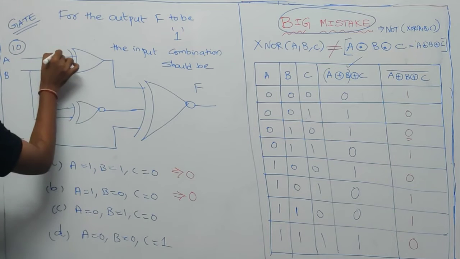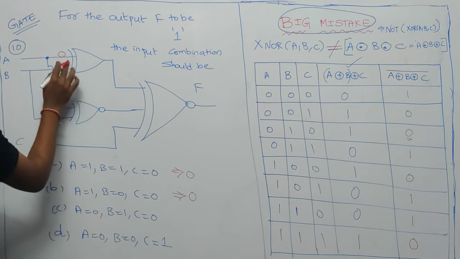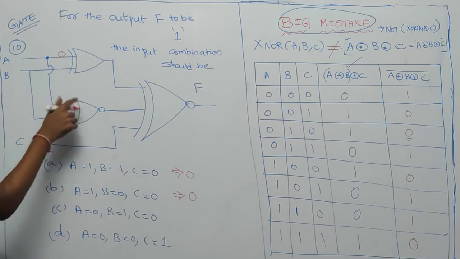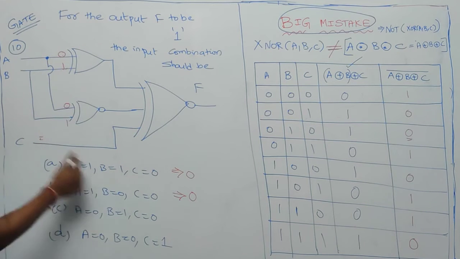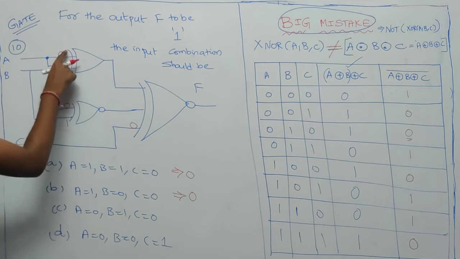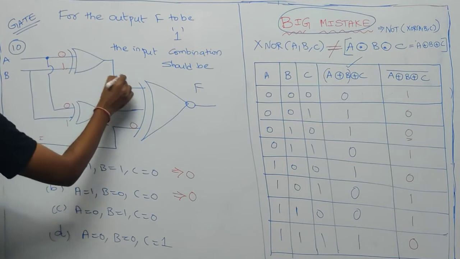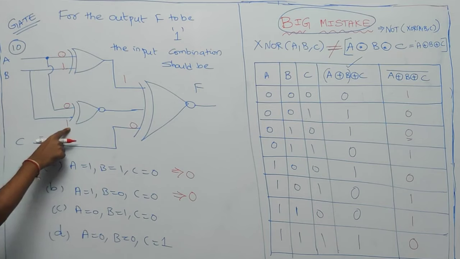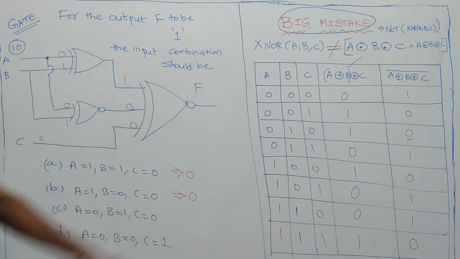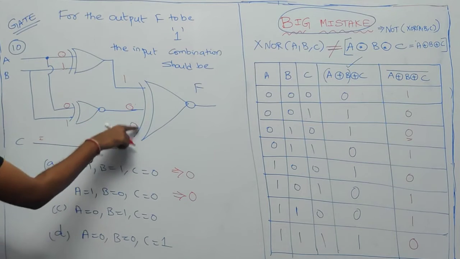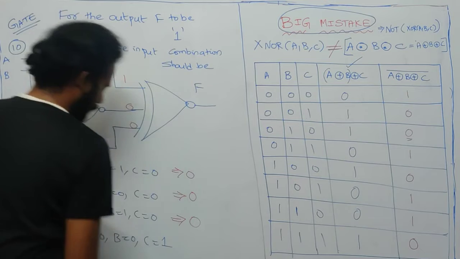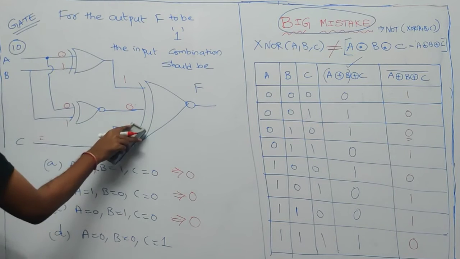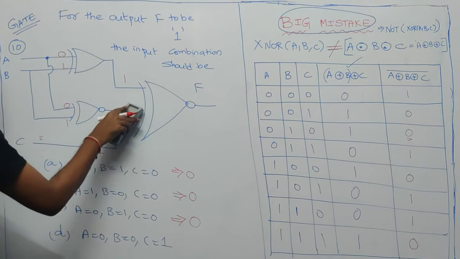0, 1, 0. A is 0. Where is A? 0. B is 1, 1. C is 0. 0 XOR of 1 is 1. 0 XNOR of 1 is obviously 0. Are you getting it? Now 1, 0, 0 again. What about 1, 0, 0? Again you got a 0. Obviously the fourth one will be the right answer. Let's check it.